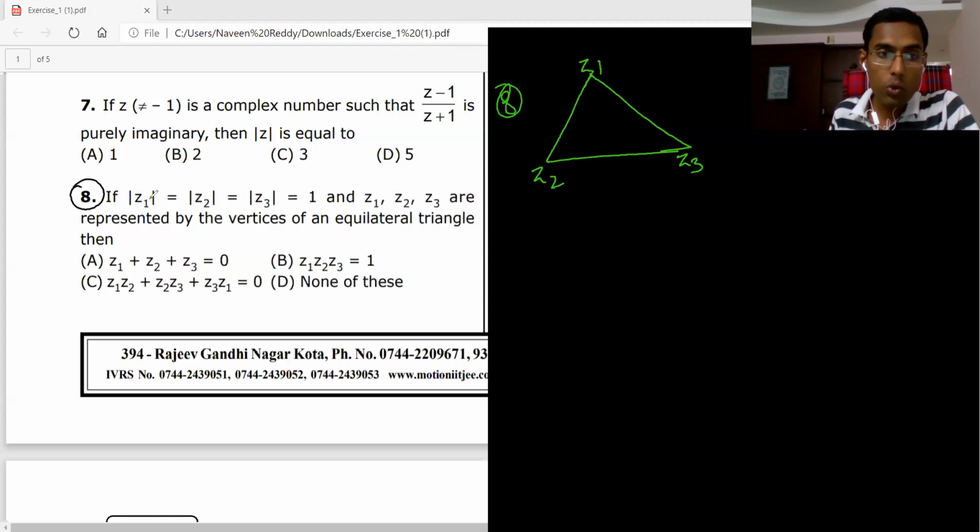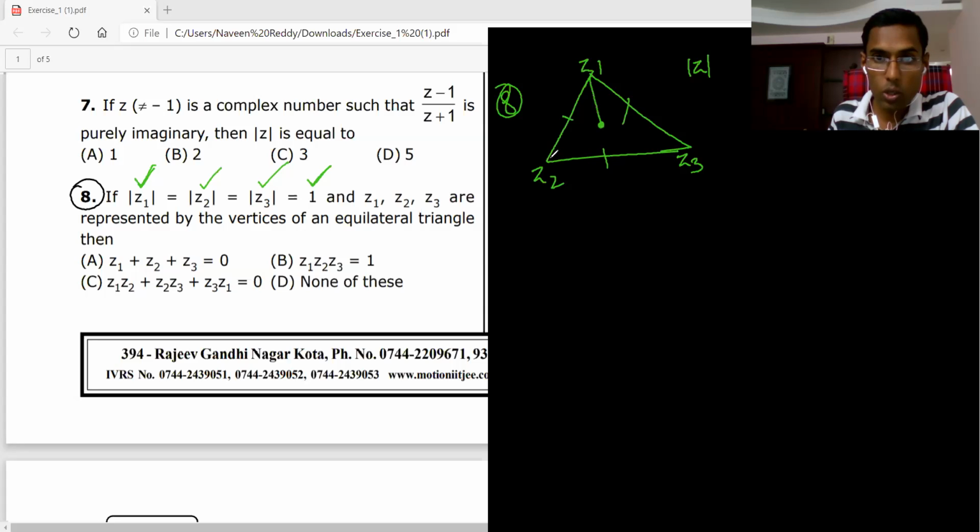First thing you should understand: mod z1. Yesterday only I explained what mod z is: the distance of z from origin. So what is given? Distance of z1 from origin is 1 unit. Distance of z2 from origin is 1 unit. Distance of z3 from origin is 1 unit. That means z1, z2, z3 are equidistant from origin. So origin must be here because it's an equilateral triangle.